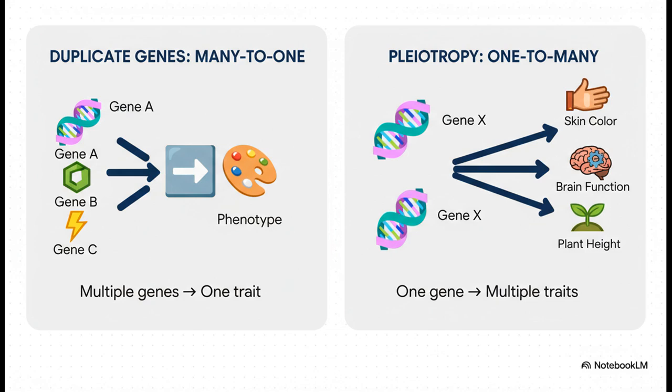Pleiotropy is the exact reverse. It's when one single gene has an effect on multiple, often seemingly unrelated traits. For example, the gene that causes Marfan syndrome affects the skeleton, the heart, and the eyes. So just remember, duplicate is many genes, one trait, and pleiotropy is one gene, many traits.